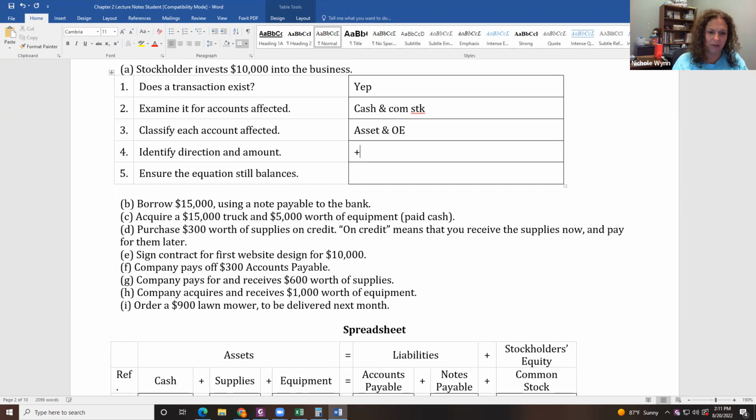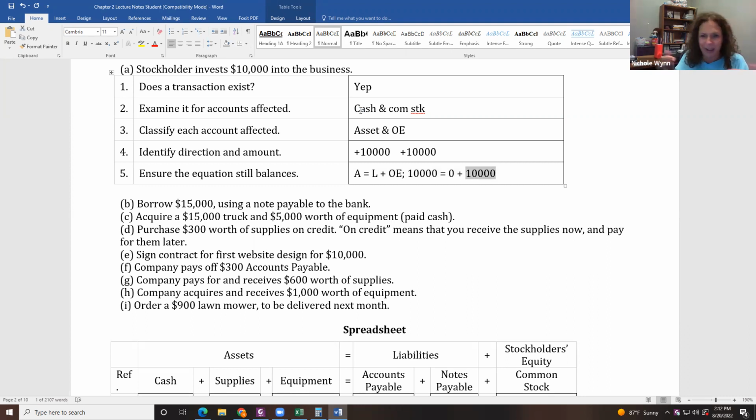We're going to receive 10,000 in cash, and owner's equity is also going to go up by 10,000. Ensure the equation still balances. If assets equals liabilities plus owner's equity, then 10,000 equals 0 plus 10,000, because there were no liabilities in this transaction. So assets go up by 10, liabilities go up by 0, and owner's equity goes up by 10. We're still balancing.